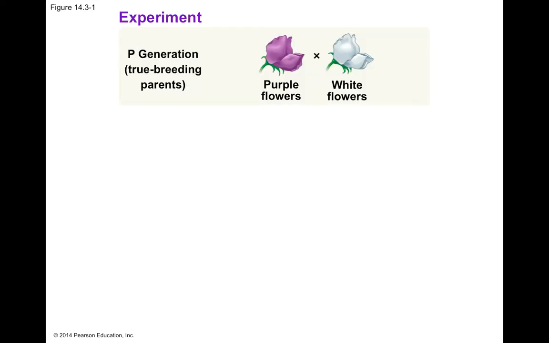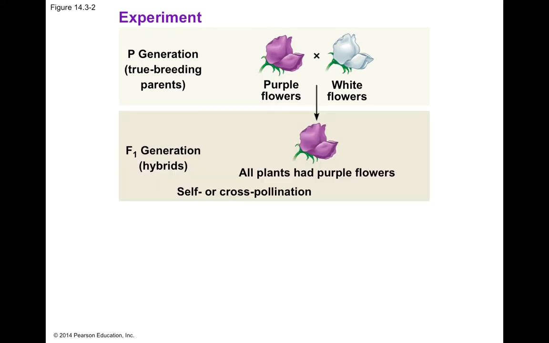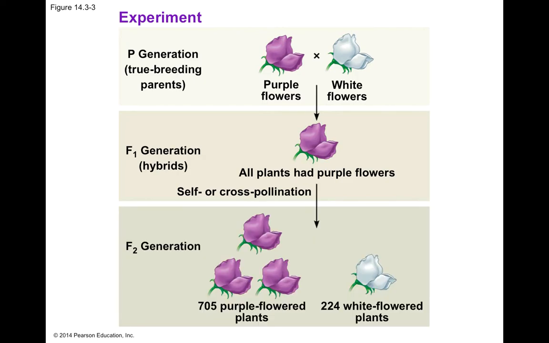For the first part of the experiment, he crossed a true breeding purple-flowered plant with a true breeding white-flowered plant, and all of the F1 plants had purple flowers. There was not a white flower at all, and when he allowed those purple-flowered F1 plants to mate, the F2 generation produced both purple and white flowers. However, these flowers seemed to follow a pattern where approximately 75% were purple and 25% were white.